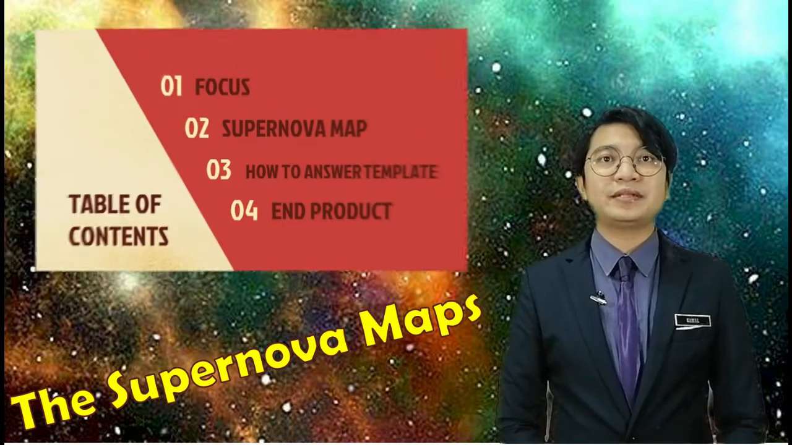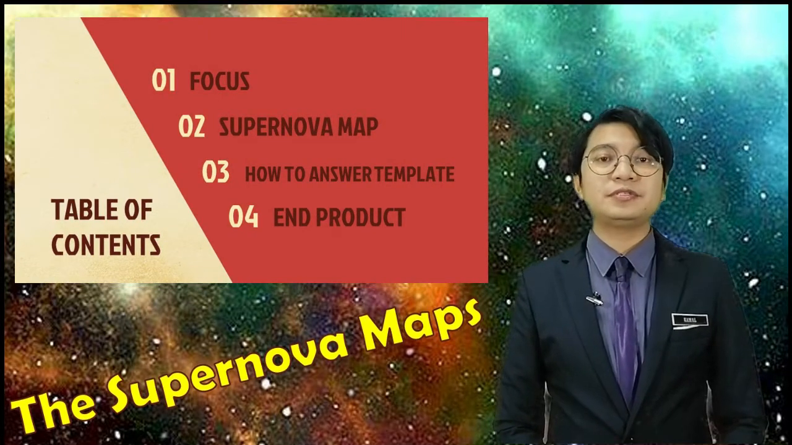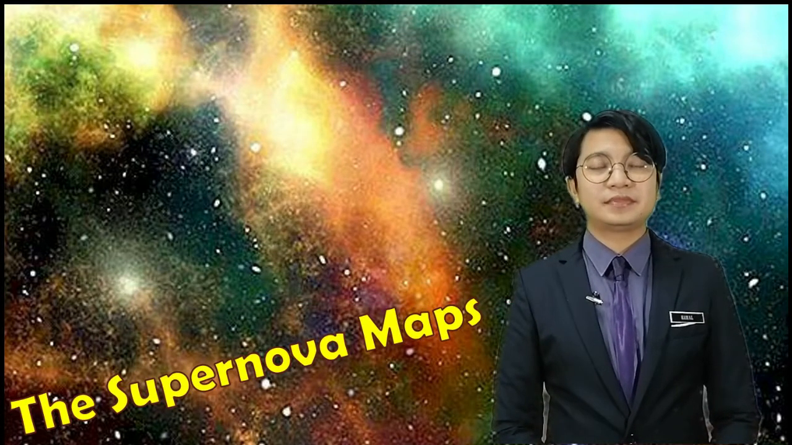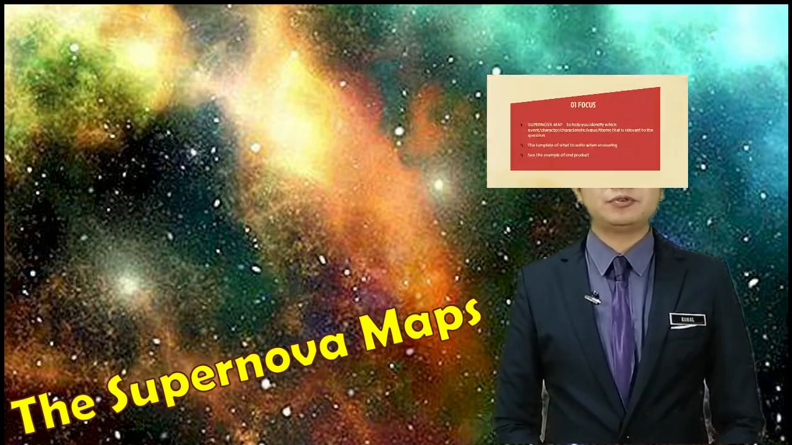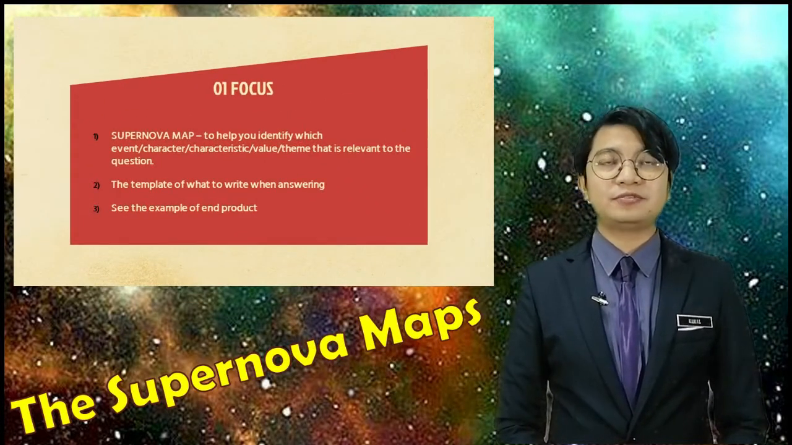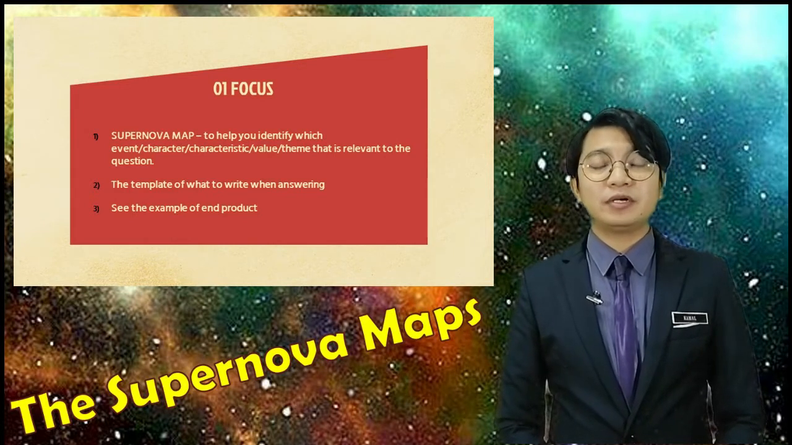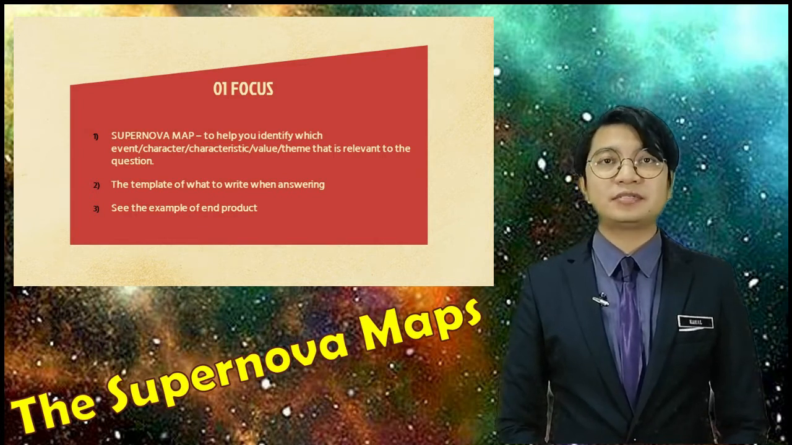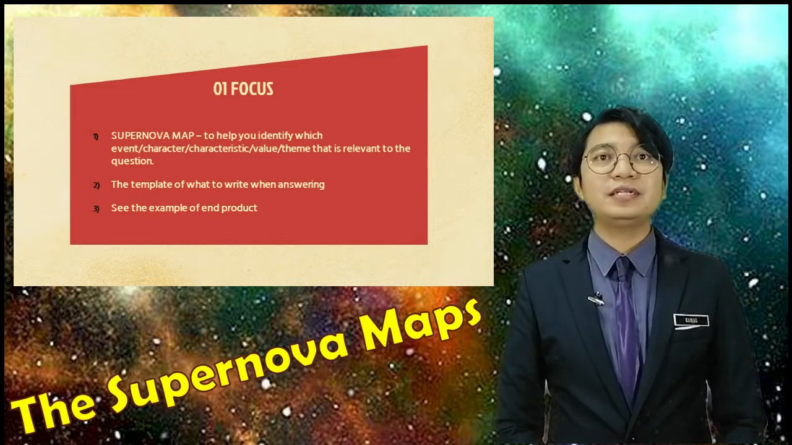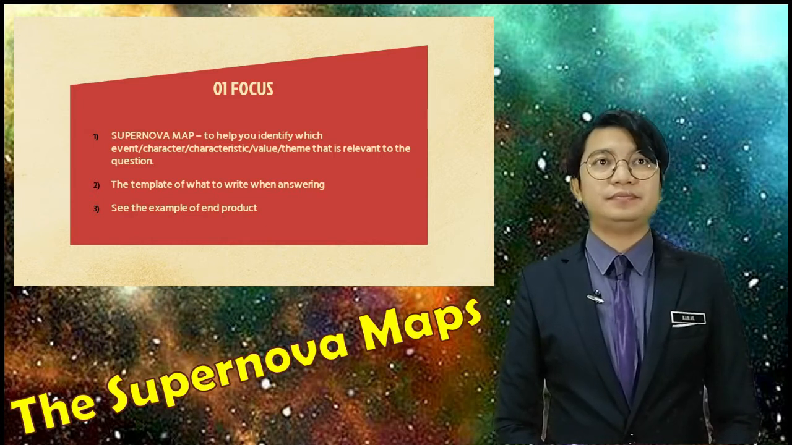First, I will explain our focus, then we will learn about the Supernova Map, how to use it, and finally I'm going to show you a sample of the answer. In SPM Paper 2, Section D, you will be asked on a question that is relevant to the novel. Remember, you are not only required to give evidence, but also need to give your personal responses regarding the discussed matter or issue. Therefore, we will learn two things, which are Supernova Map and what to write template.